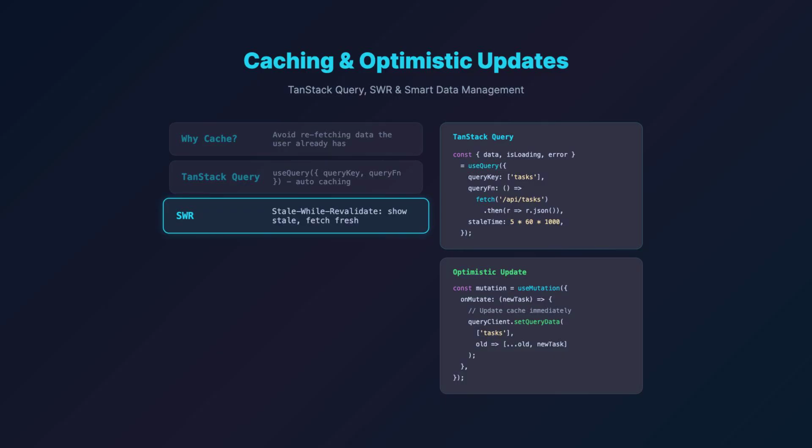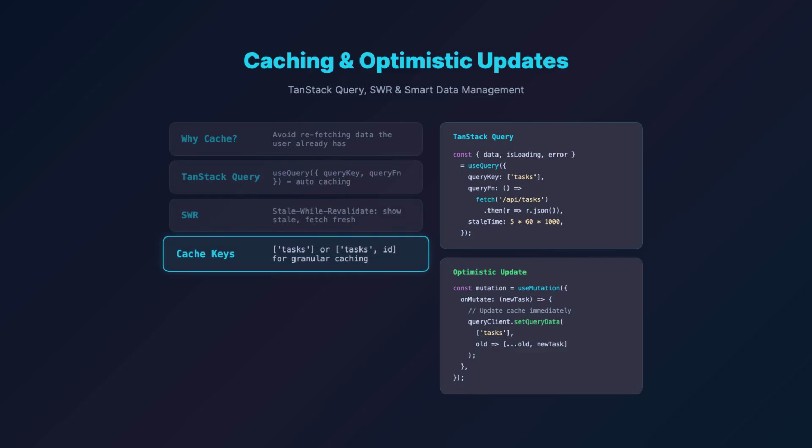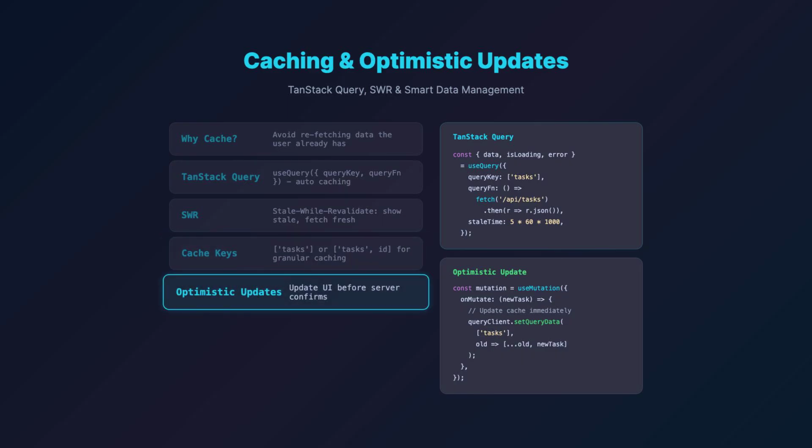SWR from Vercel uses the stale-while-revalidate strategy. Show cached data immediately, then fetch fresh data in the background. The user sees content instantly. When fresh data arrives, the UI updates. Stale time controls how long cached data is considered fresh. 5 minutes means no refetch for 5 minutes after the last successful fetch.